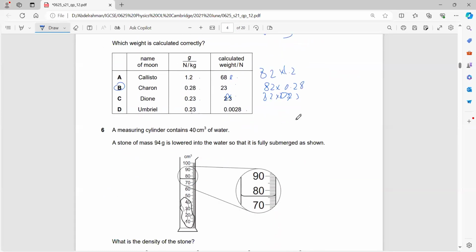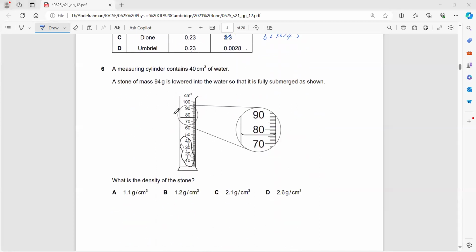Any questions? Any problems? Okay, we have a measuring cylinder containing 40 centimeters cubed of water. A stone of mass 94 grams is lowered, as shown. What is the density of the stone? How can I find the density of this stone? We know that density equals mass over volume. The mass of the stone is 94 grams.